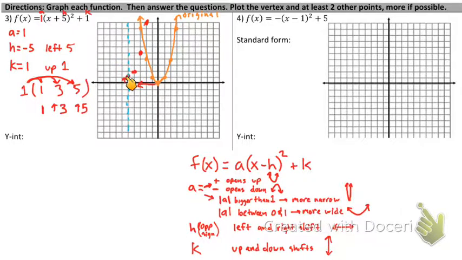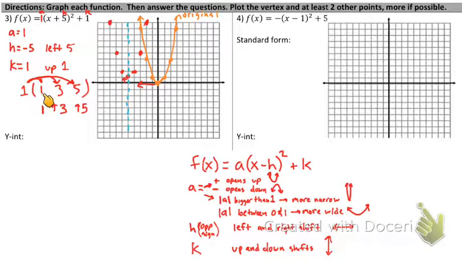Okay, so again, this is our new parabola. We got the right side done. Now we just copy everything to the left side. Copy, copy, copy, and this is our new parabola.